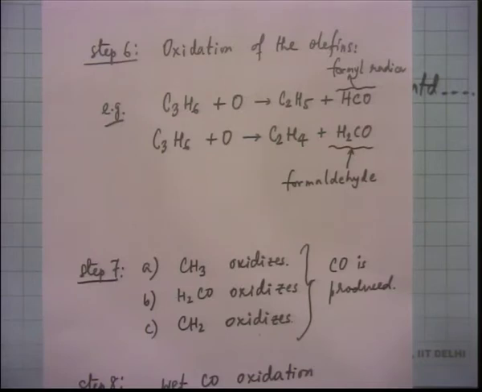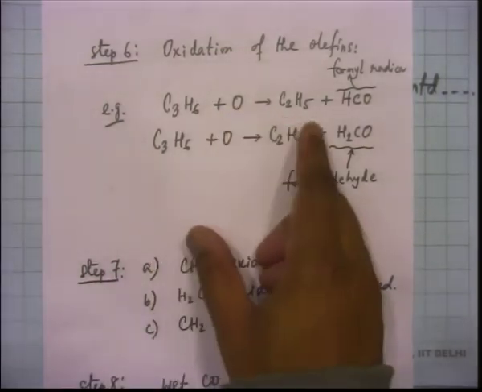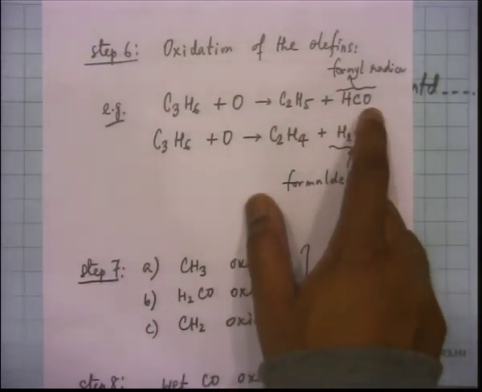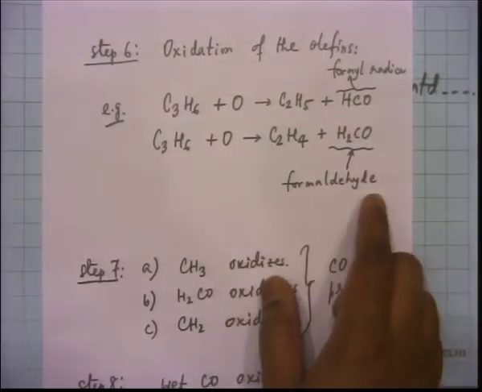Yes, so step 6 is oxidation of the olefins. Olefins are like C3H6, for example. C3H6 gets oxidized by this O atom to give you these products. This one is formyl radical and this one is formaldehyde.